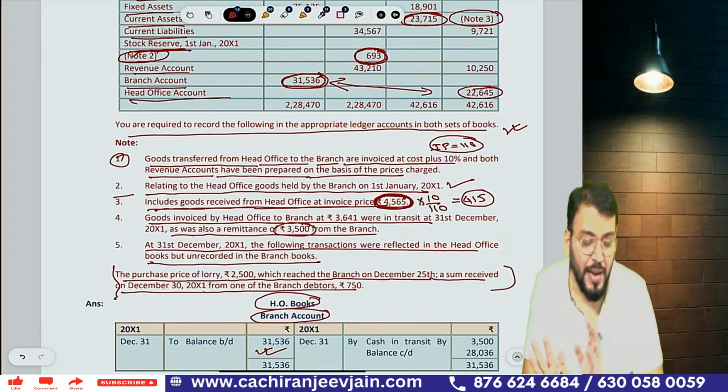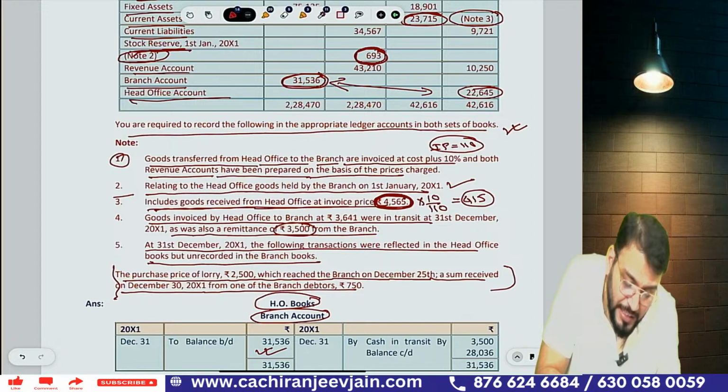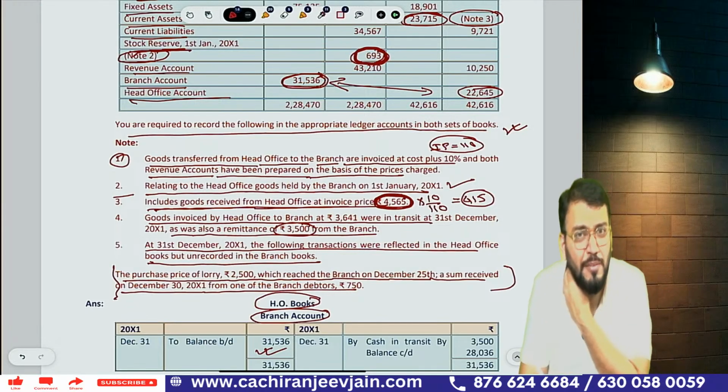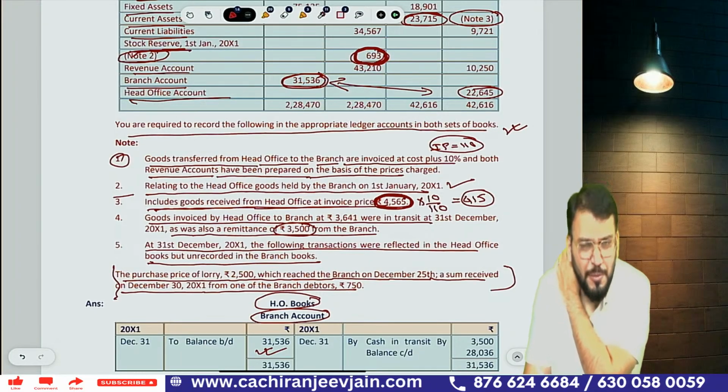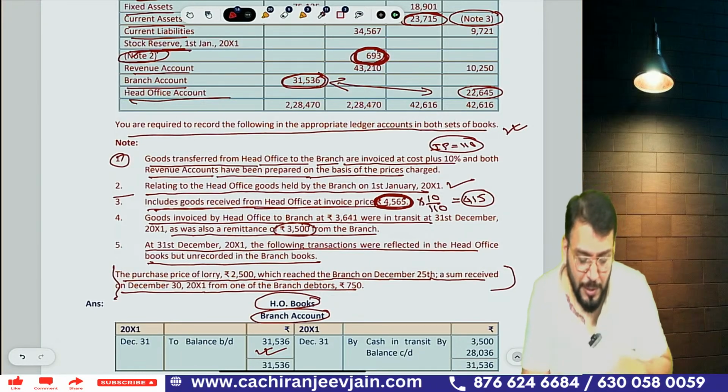415. Understood? This point, have you understood? And this 693 is the opening stock reserve. So that will be transferred to the revenue account. Revenue account means you can say P&L account.